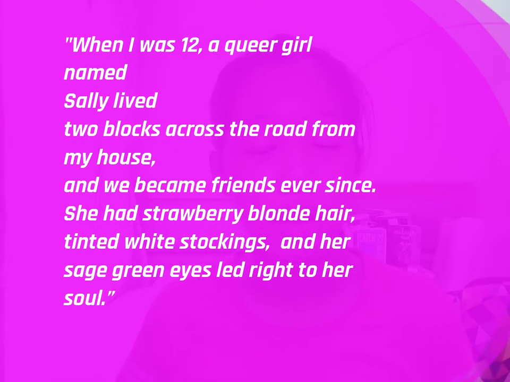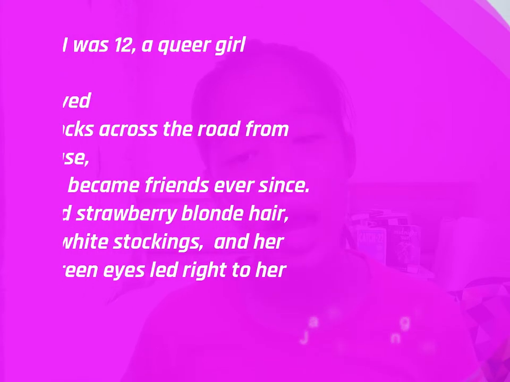Here is another example made by me. So for example, you are writing a contemporary fictional story. "When I was 12, a queer girl named Sally lived 2 blocks across the road from my house, and we became friends ever since. She had strawberry blonde hair, tinted white stockings, and her sage green eyes led right to her soul." Now for the analyzing.